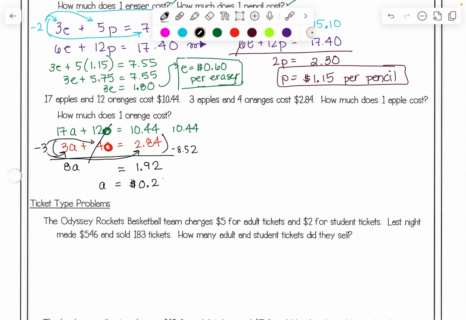Ha, I wish that was so in real life. That is not the case in real life. Okay, 24 cents per apple.